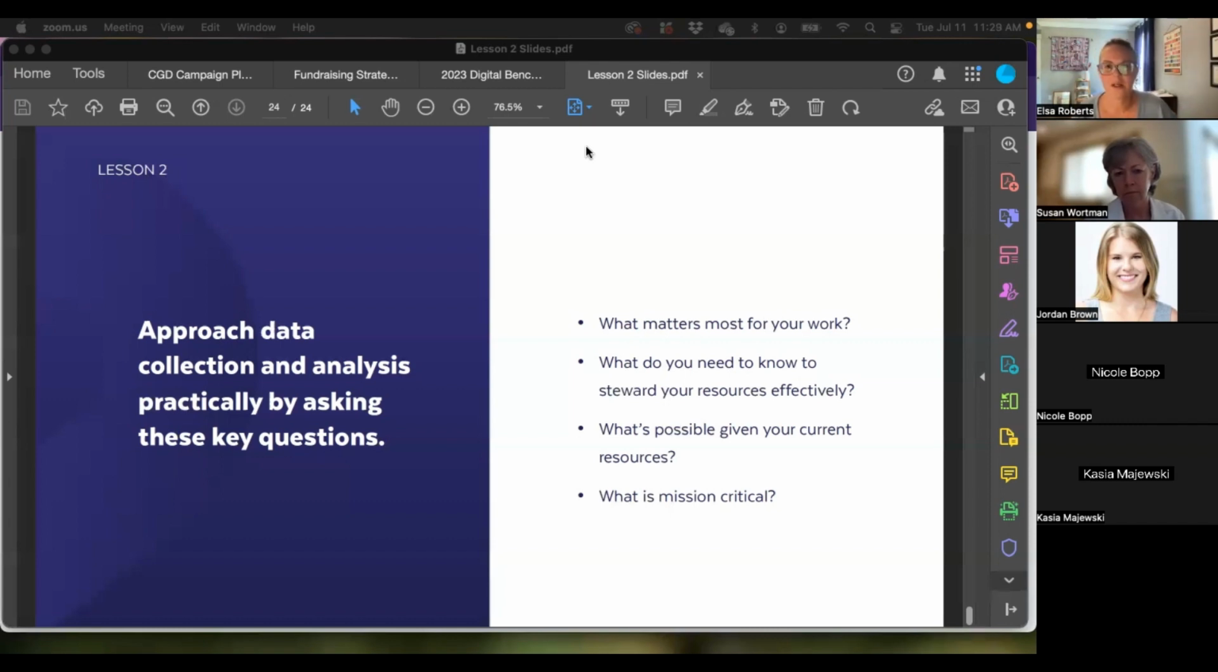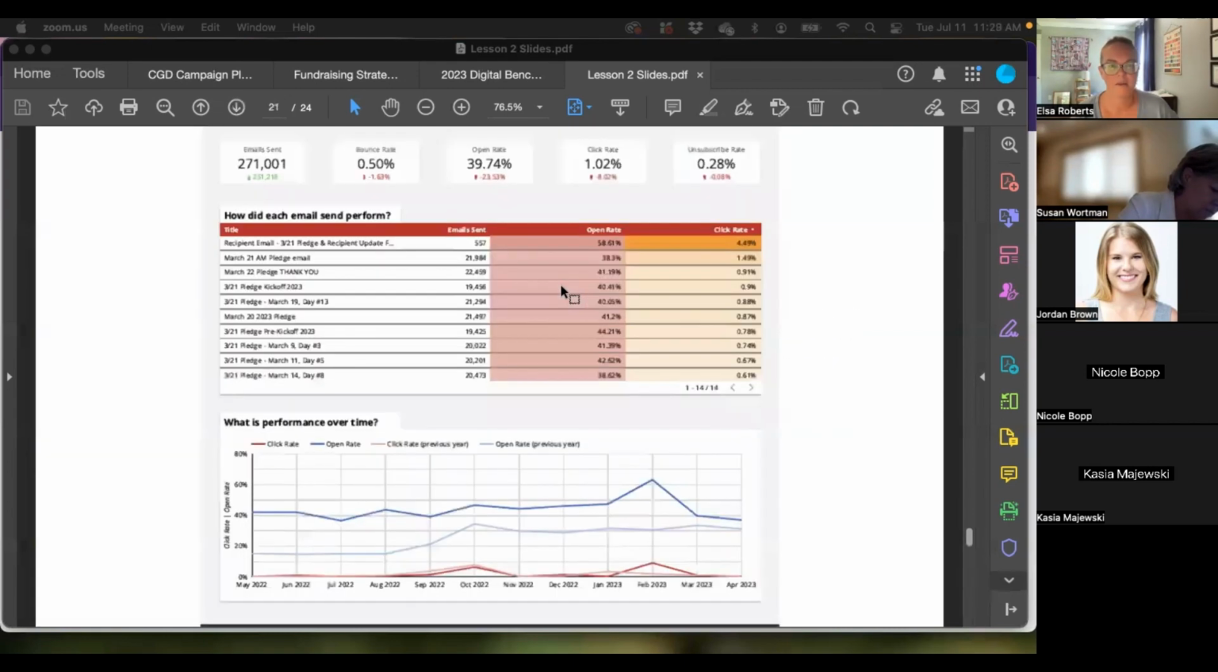And Jordan, not to put you on the spot too much, but since you are a resident MightyCause expert, I was wondering if there might be some additional things that you would like to share about that, recommendations for how to best deploy and use MightyCause features related to the program, especially when it comes to data analysis or collecting data.